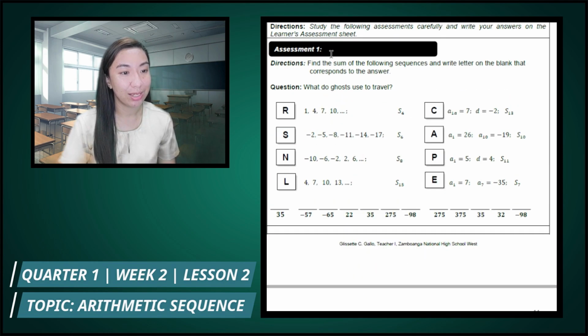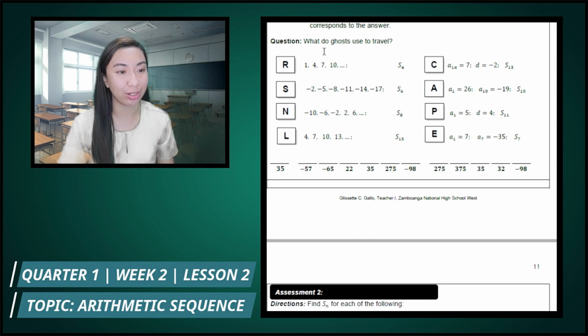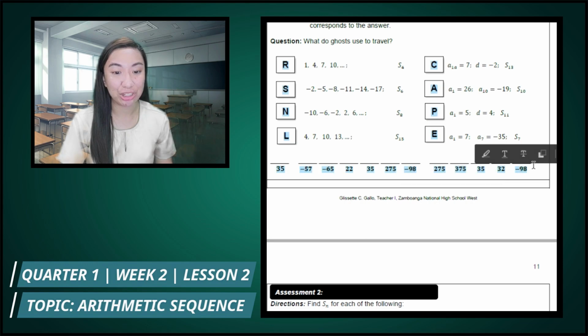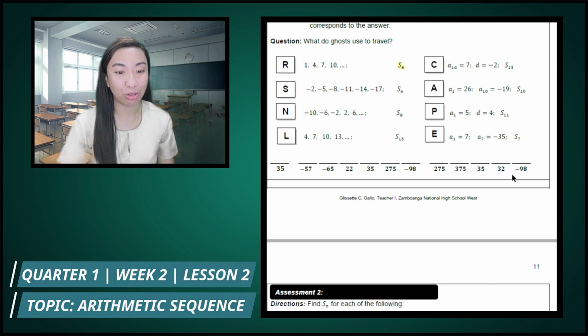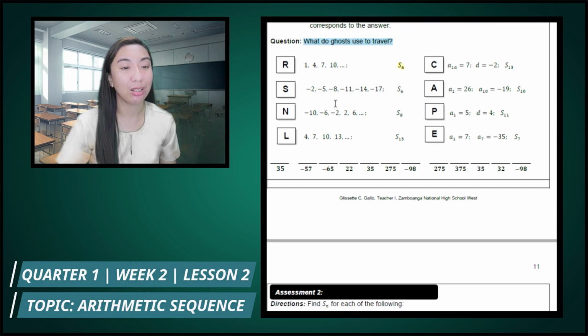Okay, for the try part. Assessment 1. Directions: find the sum of the following sequence and write the letter on the blank that corresponds to the answer. So, question: what do ghosts use to travel? In this case, you're going to identify the sum of the sequence, and then look for the answer below. That's where you will put their letters. Let's say for number 1, for this one, R. So, the sum of 1 to 10, since it is S sub 4, so the first 4 terms. Whatever the answer is there, look for it below, and that's where you will put the letter R, until you complete the given. And it will reveal the answer to the question, what do ghosts use to travel?